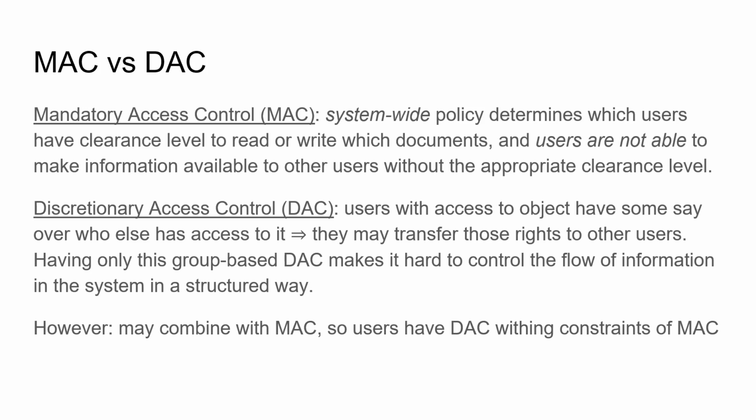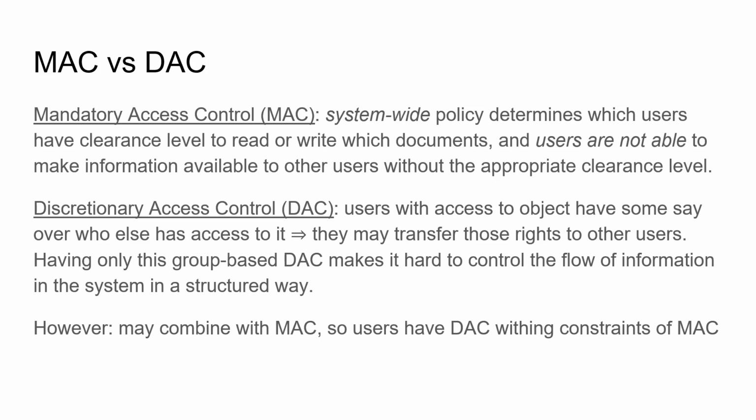Contrast this with discretionary access control, where if you have access to a certain object, you can also have some say over who else can get access to that object. So you may transfer some of your rights to other users. Okay, and if you do this as the only mechanism, it's very hard to control this flow of information, right? Because once you have access, you can share it with everybody else. So discretionary access control makes the structured control of the flow of information much more difficult.